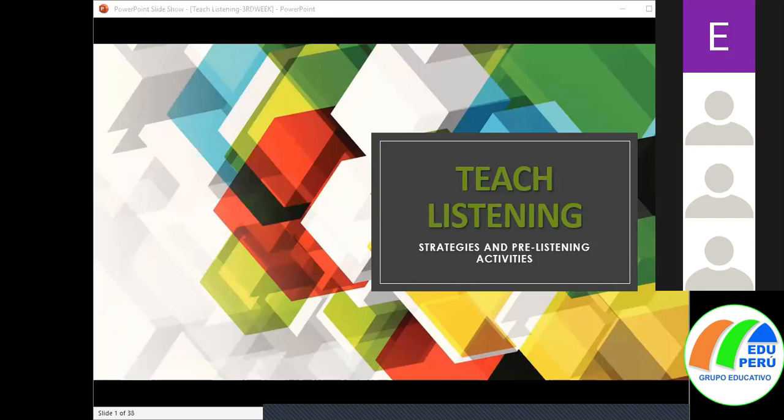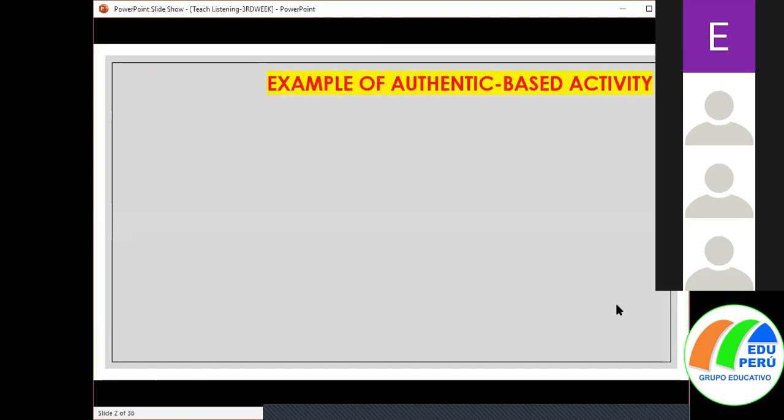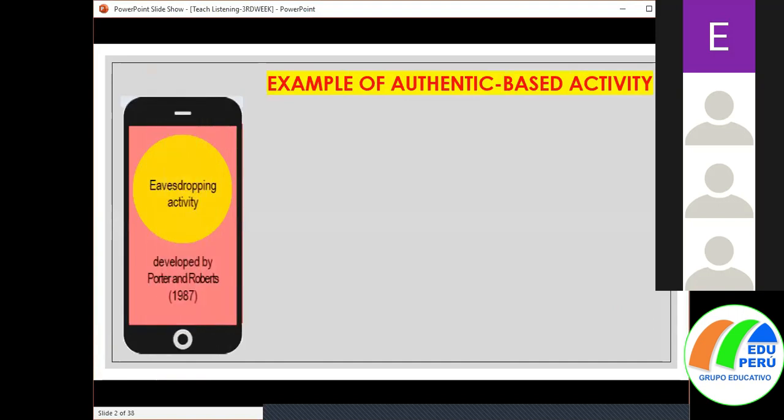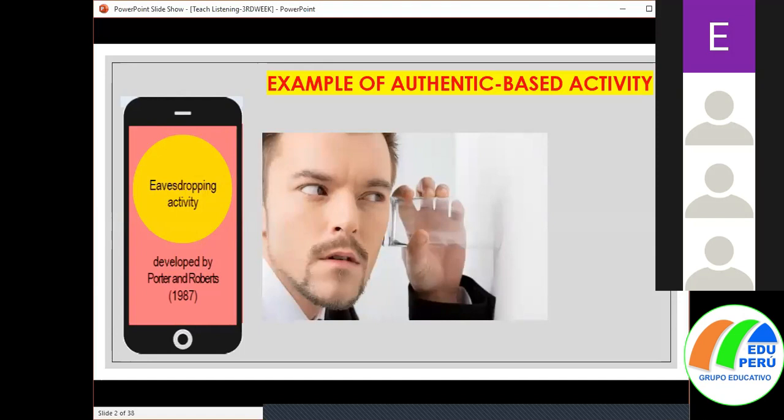We are going to start with the first part, that is related to the strategies. Remember that in the last class we were talking about this kind of activity. Can you remember what it was about? We were talking about the differences between authentic material and pedagogic material. At the end, we agreed that as teachers we have to make a blend between authentic and pedagogic material. We analyzed some advantages and disadvantages too. This activity was related to listening to somebody else's conversation, to other people's conversation.